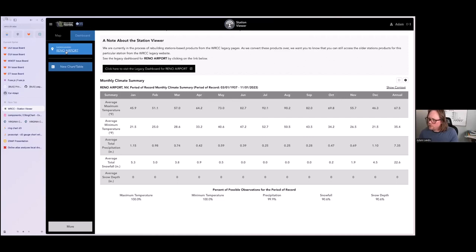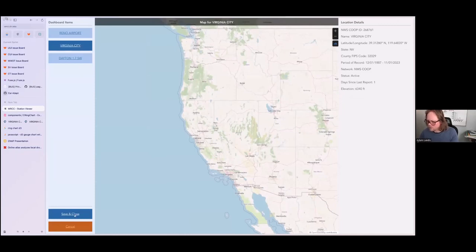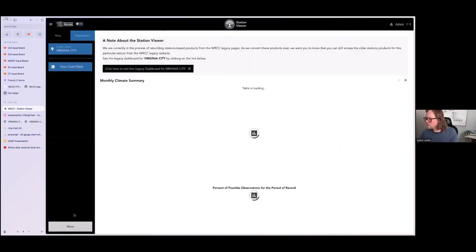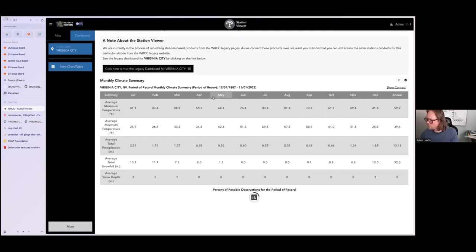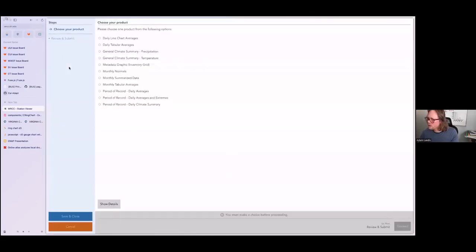And if I wanted to change the location, I can click over on the left there and choose one of these other ones here. So I'll choose Virginia City, save and close, and you can see the dashboard populates with all of that information. And if I want to build any other sort of products, I can click this new chart/table button here. And we have a bunch of different products that you can build. I'm going to show the period of record, daily averages and extremes.